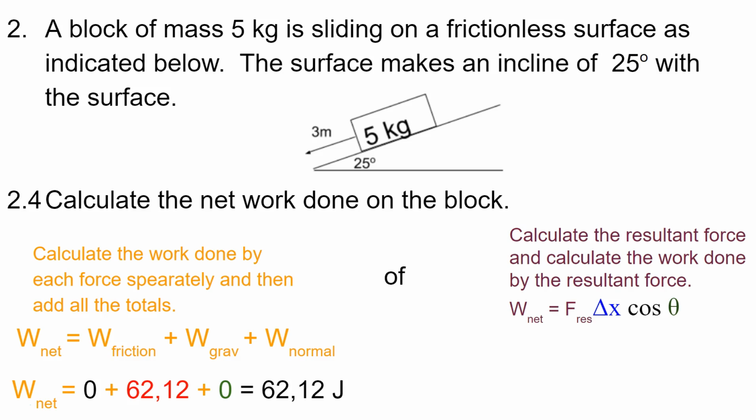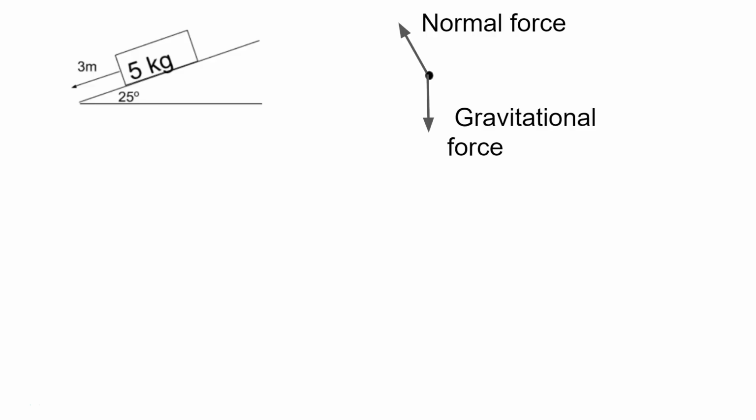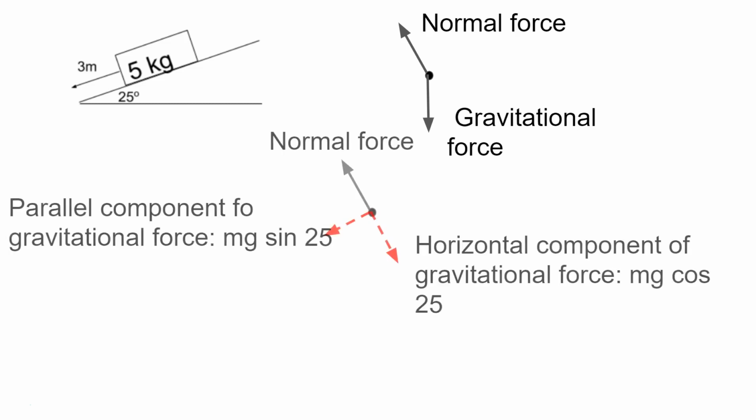Or I can, from the beginning, work out the resultant force acting on the object and then calculate the work done. Let's see how that's done. There's the force acting on my object, my normal force and my gravitational force. So what I'm going to do is break up my gravitational force into 2 components. One that is parallel to the slope, that's that one, and one that is perpendicular to the slope, this one.